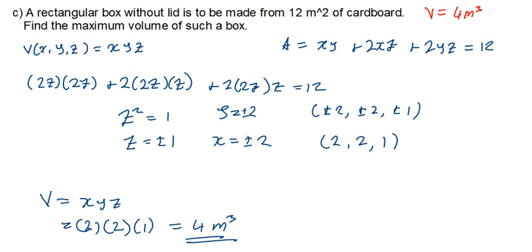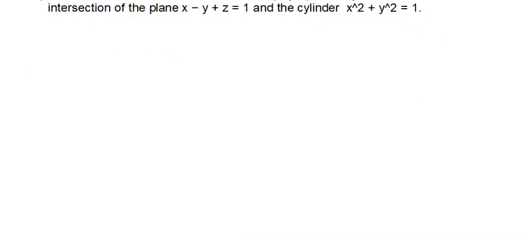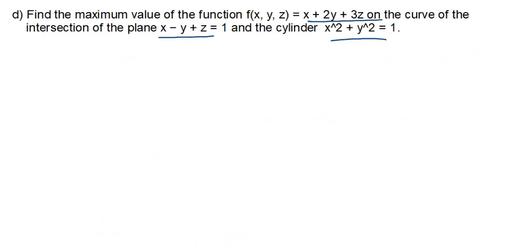Let's look at the last question in this tutorial, which is D. This might be a little involving, but not really involving. So first things first, you have two constraints. You have that function, then you have two constraints. You have a plane and you have a cylinder.